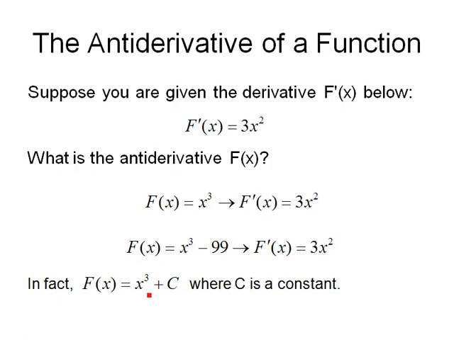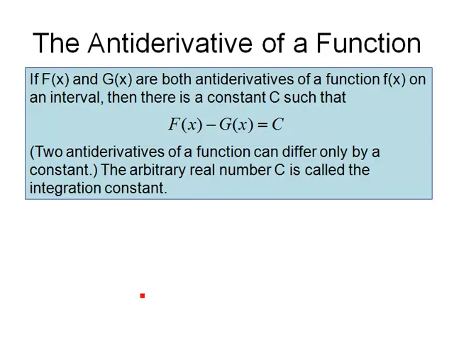In fact, if F of x and G of x are both antiderivatives of the function little f of x on an interval, that means that there is a constant such that when I take F of x minus G of x, it's equal to that constant. So two antiderivatives of a function can differ only by a constant. That constant, c, is called the integration constant.